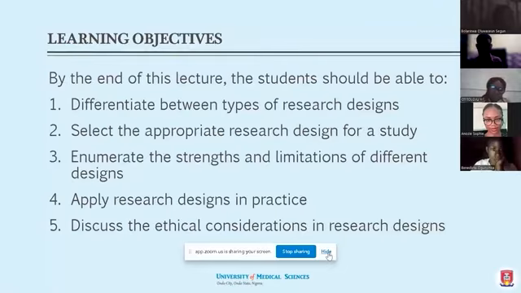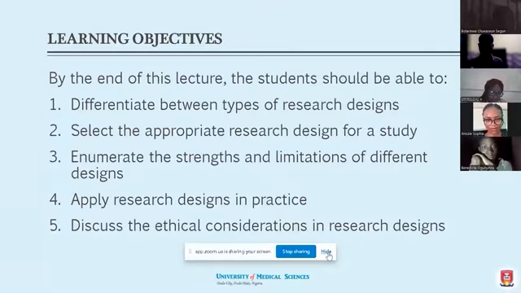By the end of this lecture, we should be able to differentiate between different types of research designs. We should be able to select appropriate research design for a study, and also enumerate the strengths and limitations of different designs. And that will inform you that, okay, one is more applicable at this time due to its strength, and we may not be able to use it for another study, maybe due to limitations or weakness.